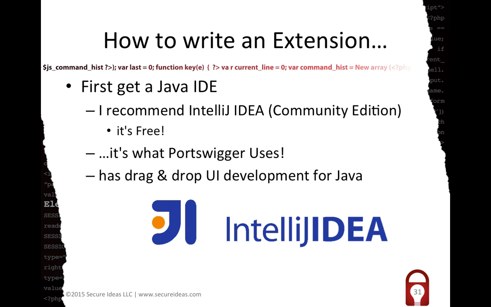Okay, very quickly, how do you go through and write an extension? First, you're going to need to get some kind of a Java IDE, or if you're writing in Python or Ruby, you want an appropriate IDE for those. If you don't already have an IDE of choice and you're looking to try one out, I recommend trying IntelliJ Community Edition. It's free, which is always a good thing, and it's what Portswigger uses. Not that it matters; you'll still be able to write extensions with something else.